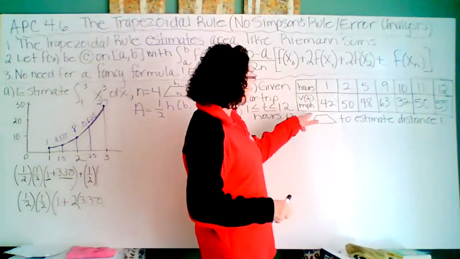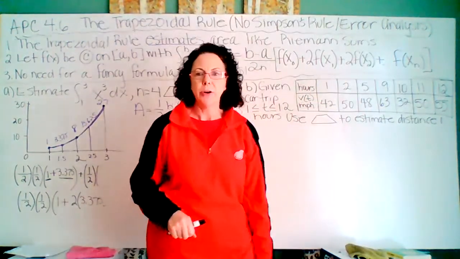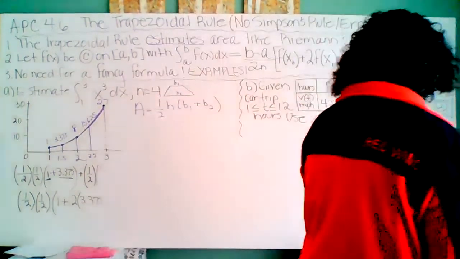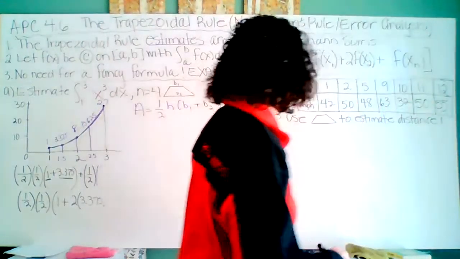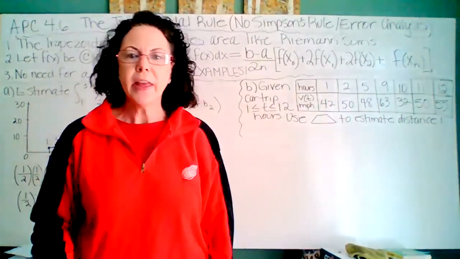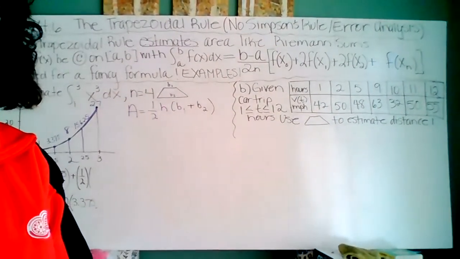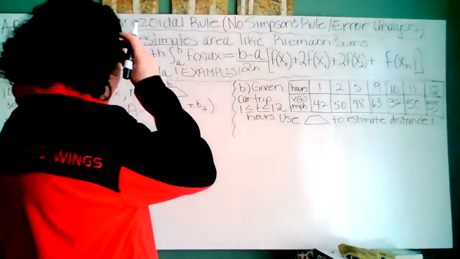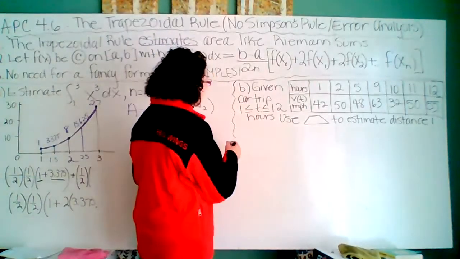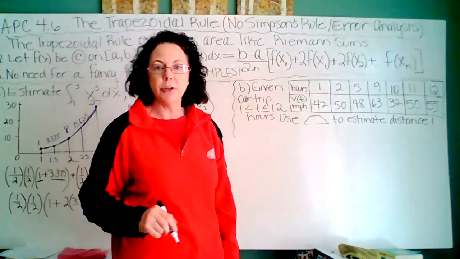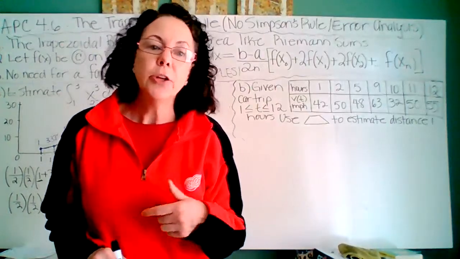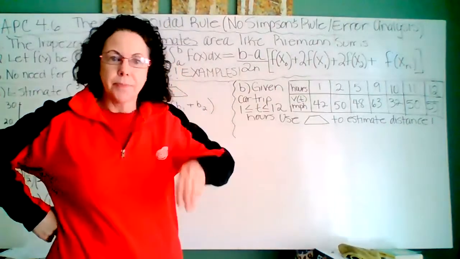And you have a certain miles per hour, and at every hour, you record the miles per hour that you're going from 1 to 12. And they want you to use the trapezoidal method, the trapezoidal rule, to estimate the distance that you went between 1 and 12 hours.